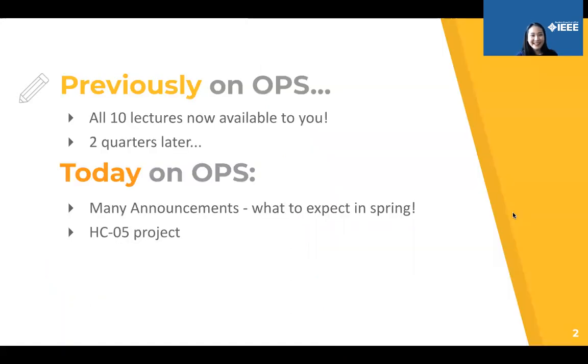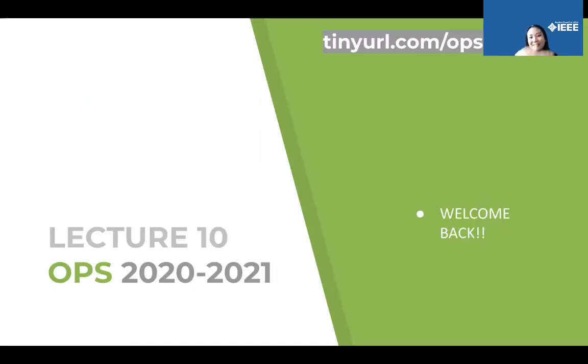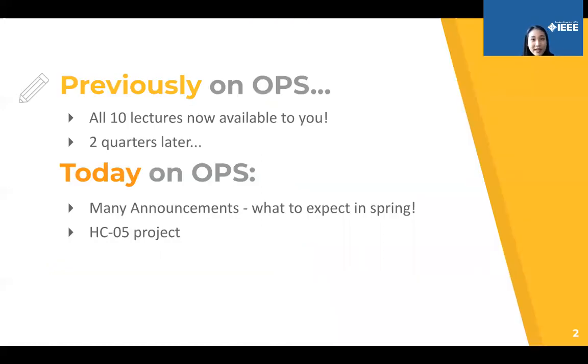So previously on Offs, we've covered 10 lectures on various topics, and they're all available to you at this link, tinyurl.com, Off's lecture number. And this is lecture 11, contrary to what it says on the slide. So today we're going to have mainly a lot of announcements for spring quarter and your capstone, your deposits, and to give you a little hint about what to expect in spring quarter. And then we'll also release the HC05 project, which will be the wireless communication, serial communication project for this quarter.